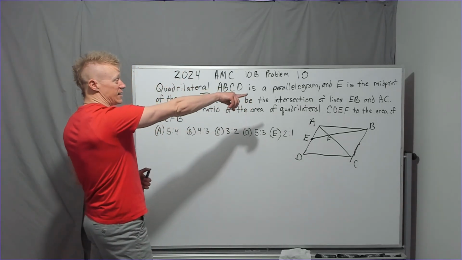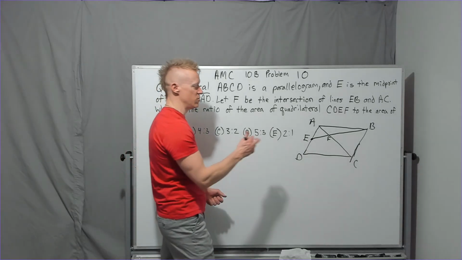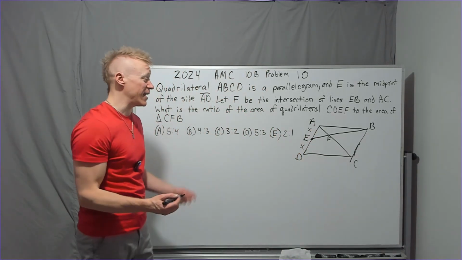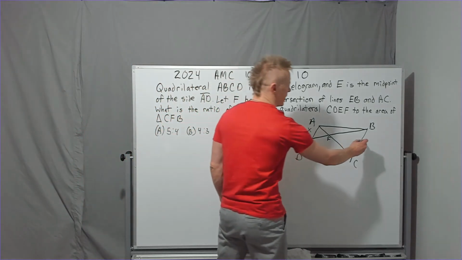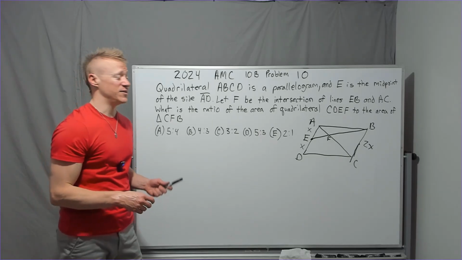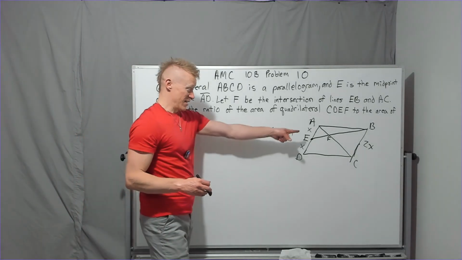So, E is the midpoint. Why did they tell us it's a midpoint? Don't know. Let's go ahead and mark this X and X. That would make AE a midpoint. That would also make BC 2X, because opposite sides of a parallelogram have the same length, or they're congruent, okay? That should give you your clue.